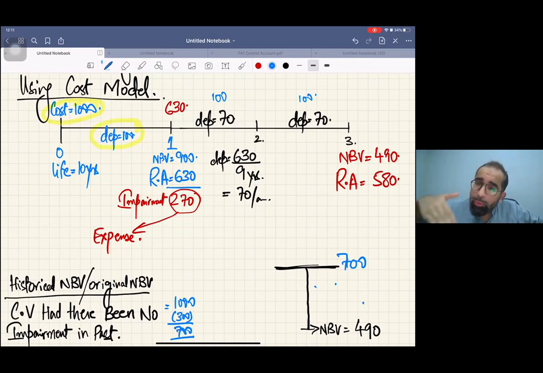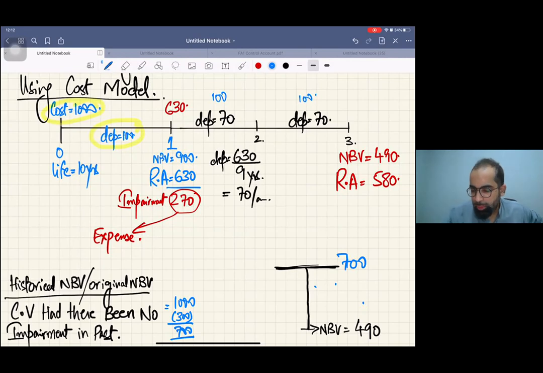In the cost model, are we allowed to do reversal? Yes, you can, but you are not supposed to cross this border. Within this border, you can play. Now the question of students, sir, why did IAS 36 make this border? Why can we not cross it? The answer is very simple. If you cross this border, you will step into the revaluation model, because only in the revaluation model can you cross the original NBV.